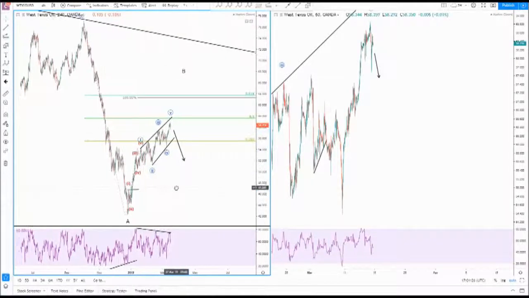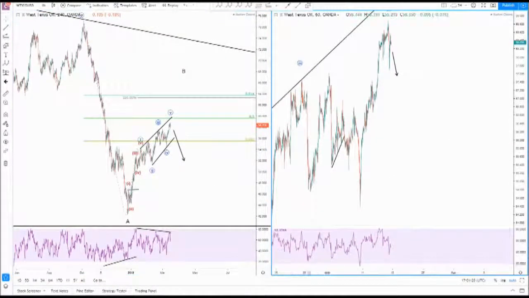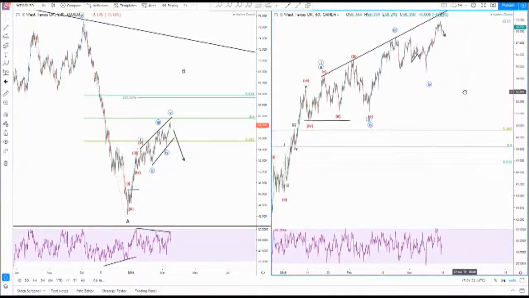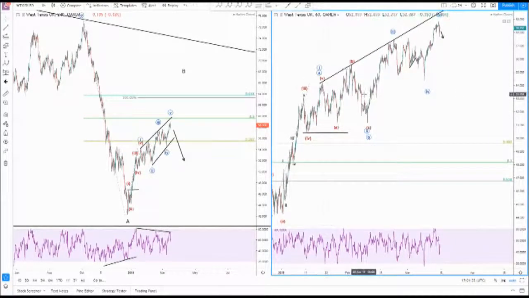But with crude at the moment, I wonder if there's an alternative scenario. It could be that instead of having 3, 4, 5, this is actually ABC. So let's delete that. Let's say this 5-wave pattern was complete here, or possibly here. Difficult to say. There could have been a wedge here at the end, or maybe an expanding diagonal, something not so pretty.